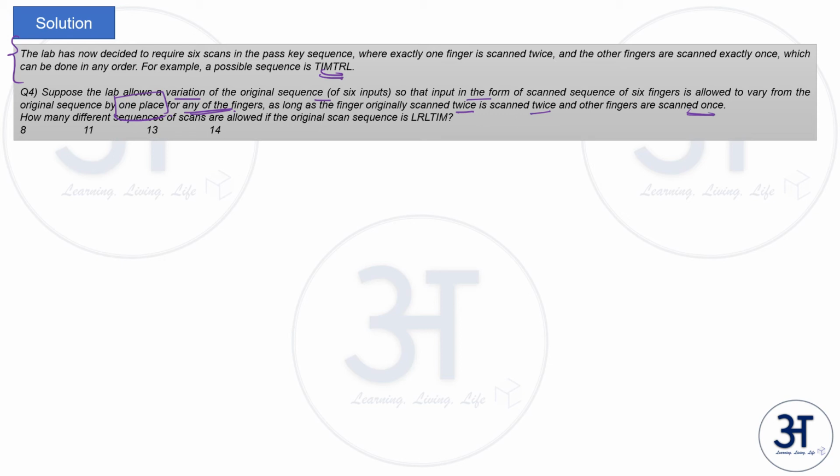So this is somewhat similar to question 2 which we have seen. The only thing different here is that one of the fingers is scanned twice. How many different sequences of scans are allowed if the original scan sequence is LRLTIM?